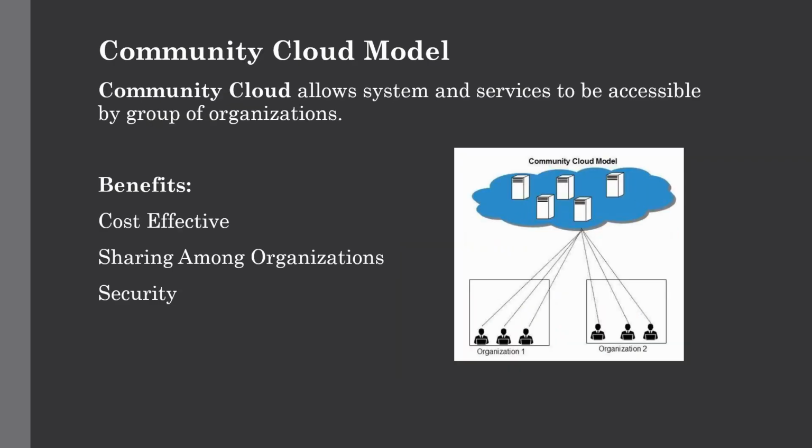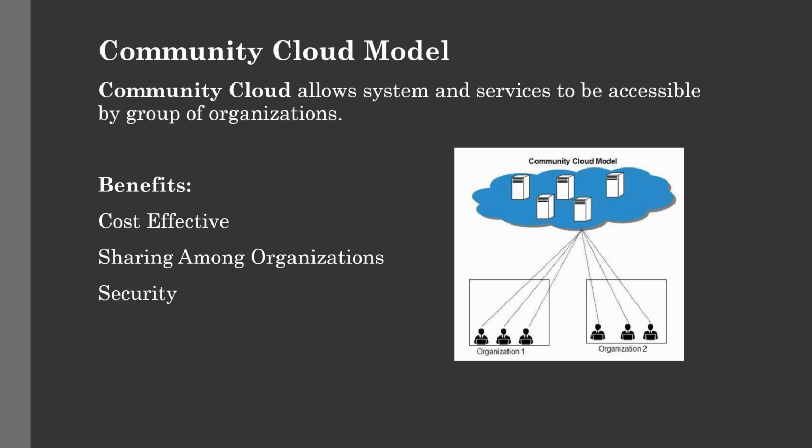And the last cloud model is the community cloud model. The community cloud allows systems and services to be accessible by a group of organizations. So it is very different from the public cloud, and it is a very different approach than the private cloud. It shares the infrastructure between several organizations from a specific community. It may be managed internally by the organizations or by third-party cloud vendors. This approach has many benefits for deploying cloud as a community cloud model.